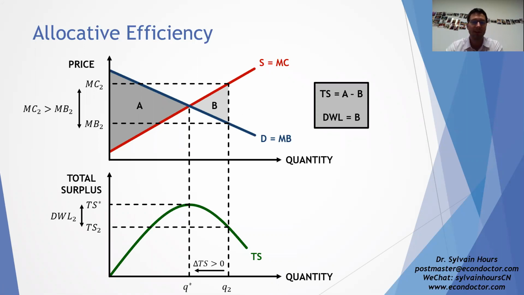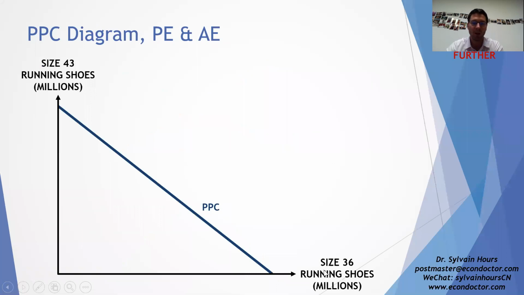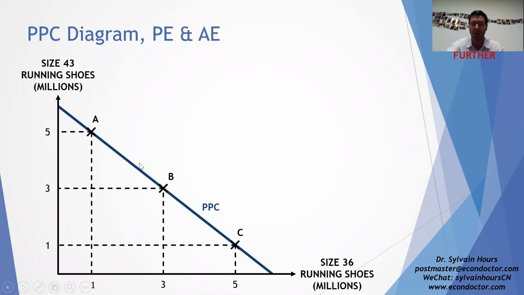We can have a look at this diagram, for example, where we would be in an economy where we could only produce running shoes, size 36 running shoes and size 43 running shoes. So basically, size 36 are mostly made for women, and size 43 would be mostly made for men. Okay. So we have a PPC, and let's have a look at these three possibilities.